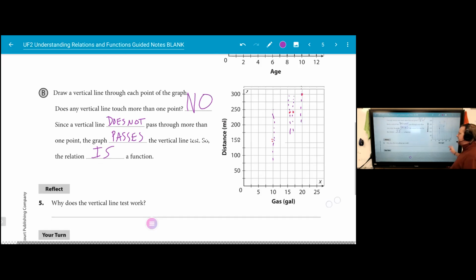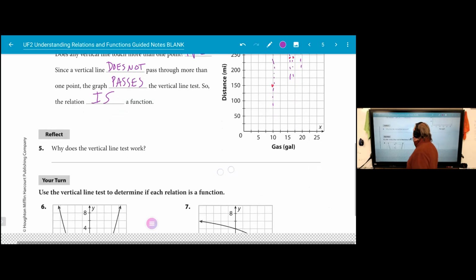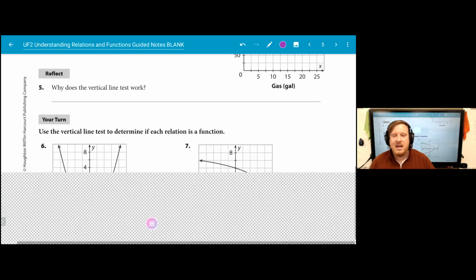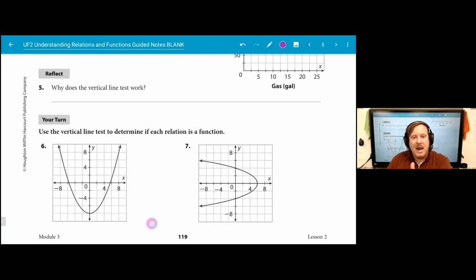Why does the vertical line test work? It is the same concept as everything else. Each input, if an input has more than one output, it's going to fail the vertical line test. You're going to have 2 arrows from the mapping diagram, or they're going to be 2 of the same number in the input part of the table. They're all the same thing, just looking at them differently.